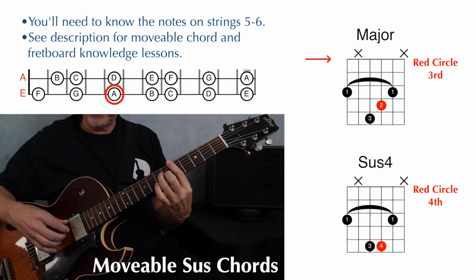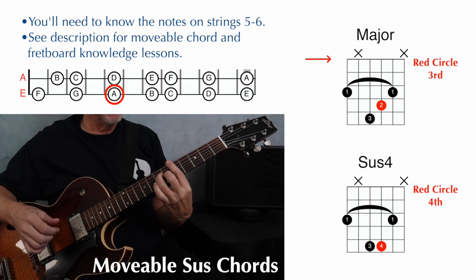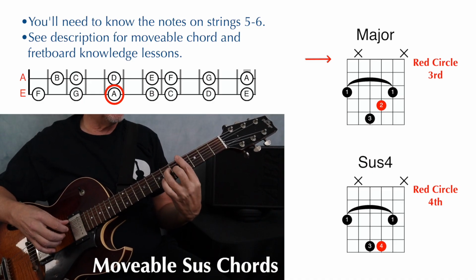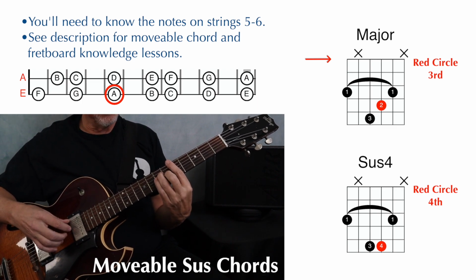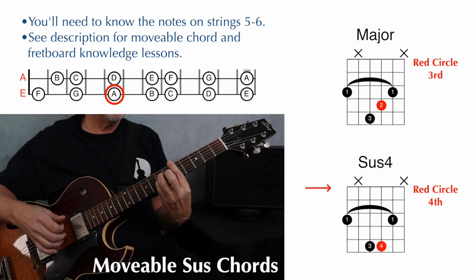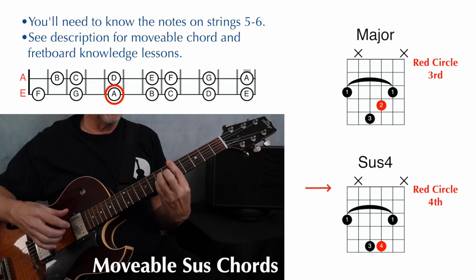Major shape with the root on the 6th string, so this will be an A major because of where I'm playing it. Of course, again, you can move these all around. The 3rd is on the 3rd string, so just raise that, and you have a movable sus 4 or sus chord.